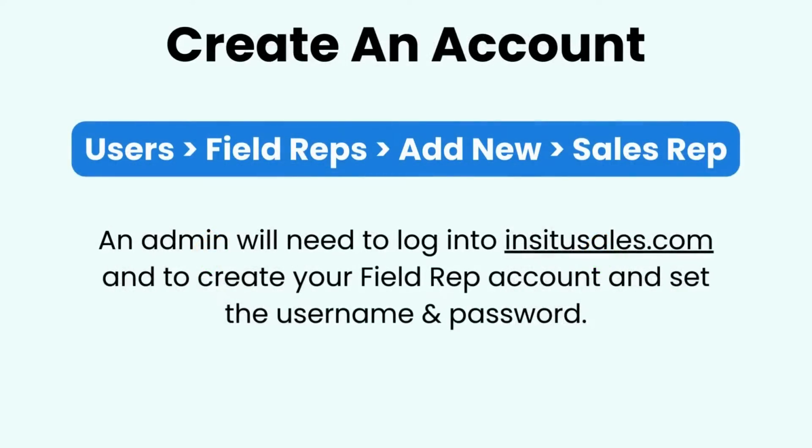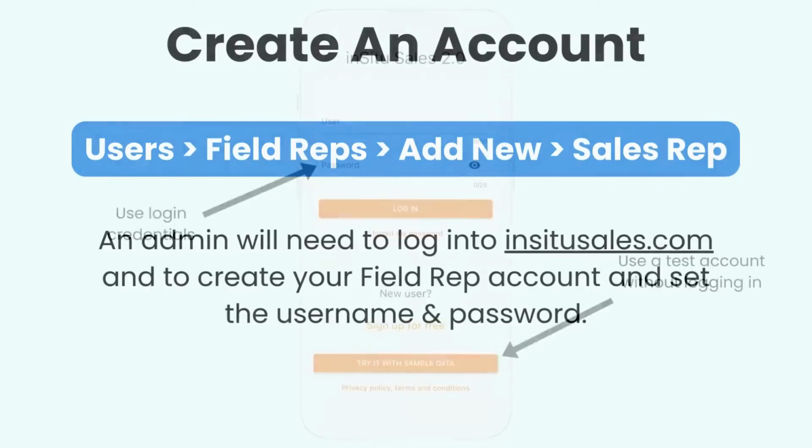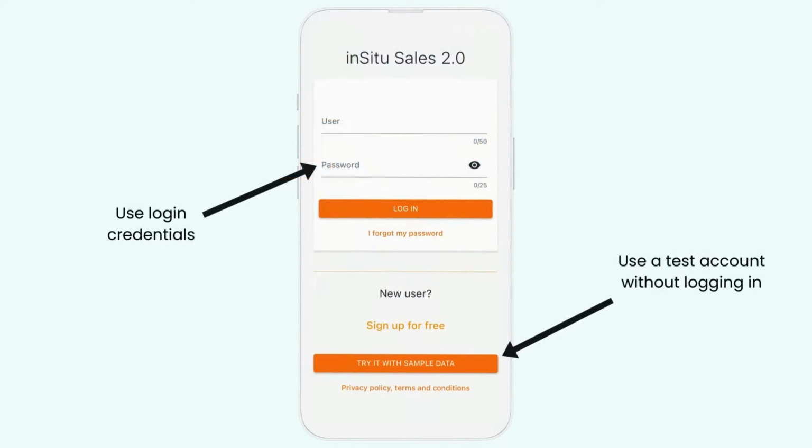Next, an admin for your company will need to log into the admin site and register a new field rep user. Make sure to specify that the license will be for a sales representative. Once your account has been set up with a valid license, retrieve your login credentials, and use them when prompted in the app. To test out the app before your login is available, you can also jump right into a demonstration account using sample data.